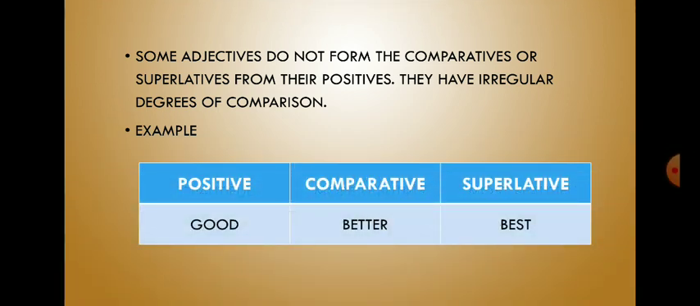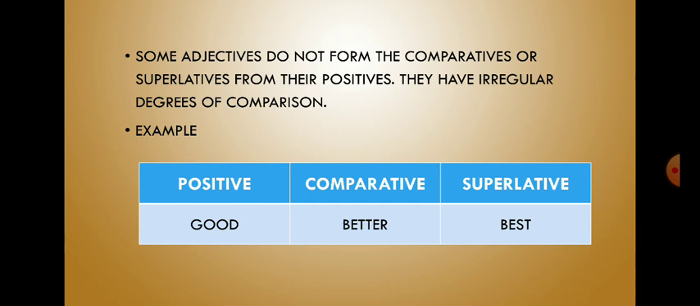Next rule. Some adjectives do not form the comparatives or superlatives from their positives. They have irregular degrees of comparison. For example, good. Now see here. There are adjectives which do not form the comparative or superlative from their positive forms. Like here, good is converted to comparative as better and then to superlative as best.